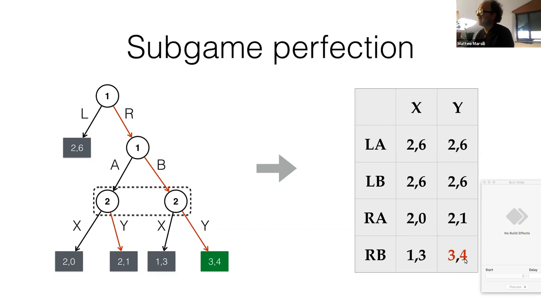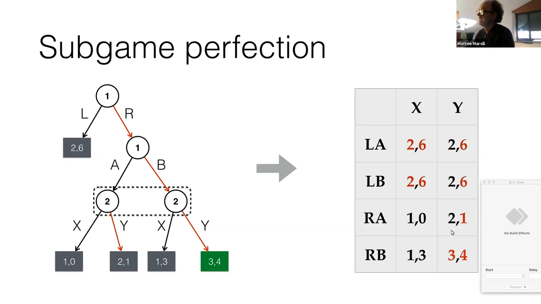Now, if you look at this table, again you see that 3-4 is a Nash equilibrium, because Y is the best response of two to strategy RB, and RB is the best response of player one to strategy Y. But if you look at the other best responses, you find out that there is another Nash equilibrium, 2-6, which corresponds to this point here. It is not a Nash equilibrium according to backward induction. But when you write this game as a normal form game, you realize that there is actually this Nash equilibrium.